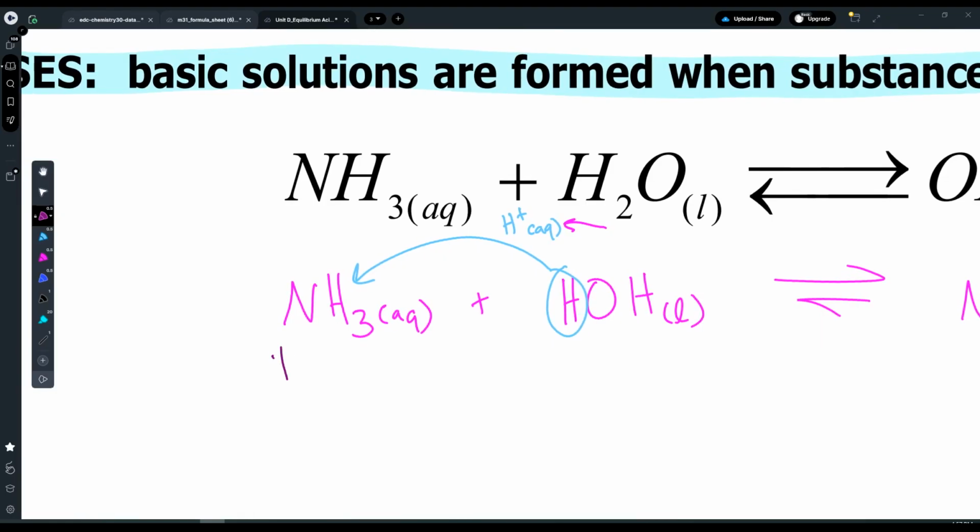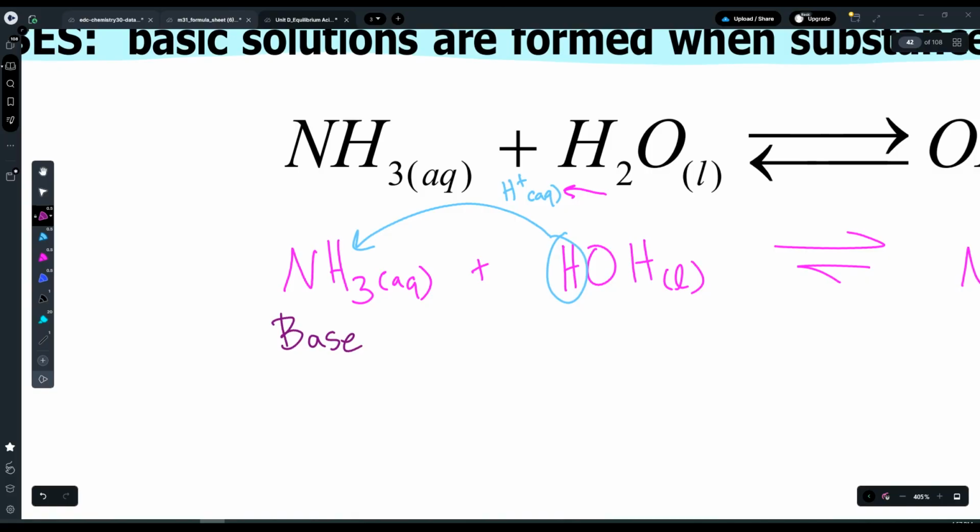For ammonia, that was our actual base because it does have a basic pH. But for water, since the hydrogen was moving away from it, it acted like it was an acid, even though, again, water is a neutral substance.